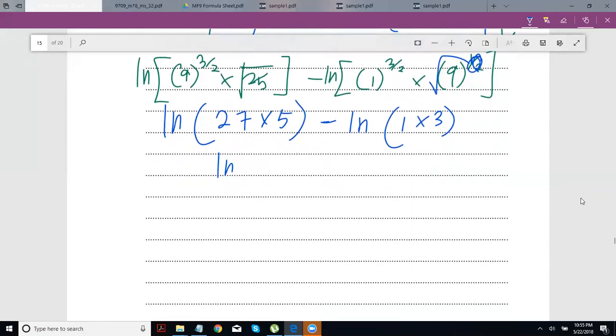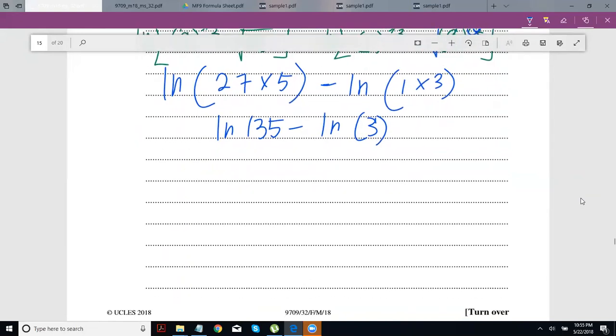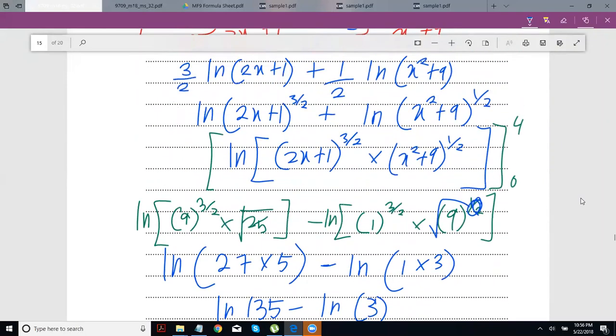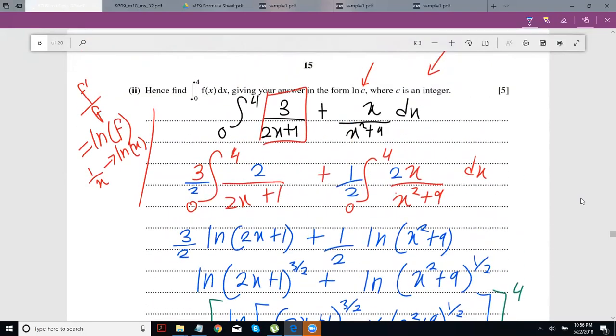Okay, so you have ln. You have 27 into 5, which is 135. You have minus ln, and you have 3. Now, if two logarithms are subtracting, you can simply write it like this. And if you want to simplify, 135 divided by 3 is 45. This gives you ln 45, which is good, because it satisfies the requirement of the question. They wanted it in the form of ln c.